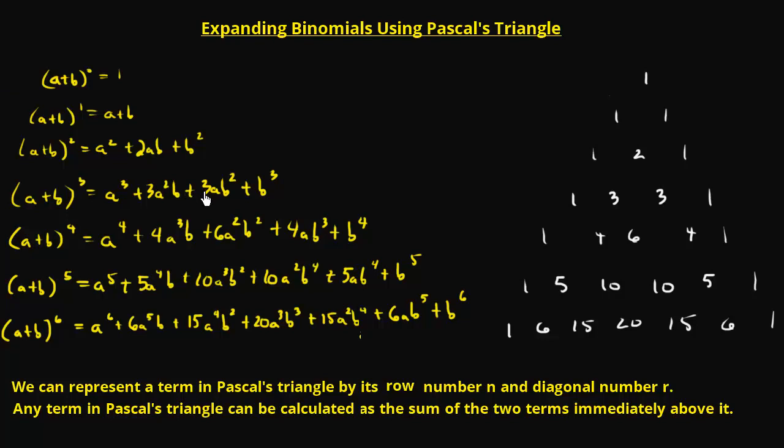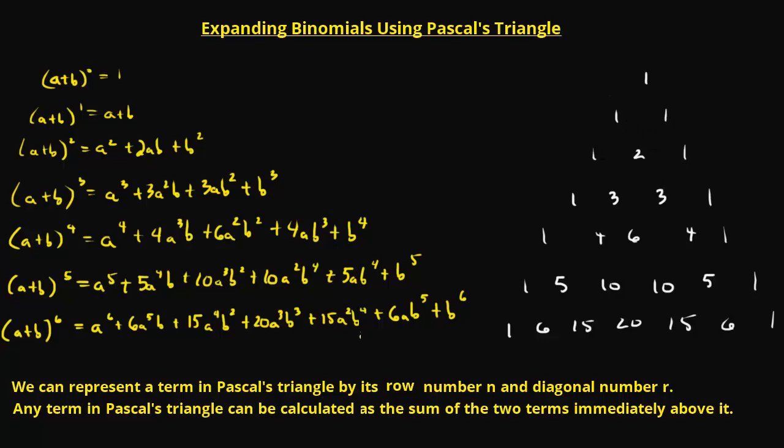Hi everyone, in the last video we looked at expanding binomials of various powers, and we expanded a plus b to the power of 0, a plus b to the power of 1, a plus b squared, etc., all the way down to a plus b to the power of 6. We saw that there was a pattern in the coefficients of all of these binomials. The pattern is that all the coefficients formed this triangle.